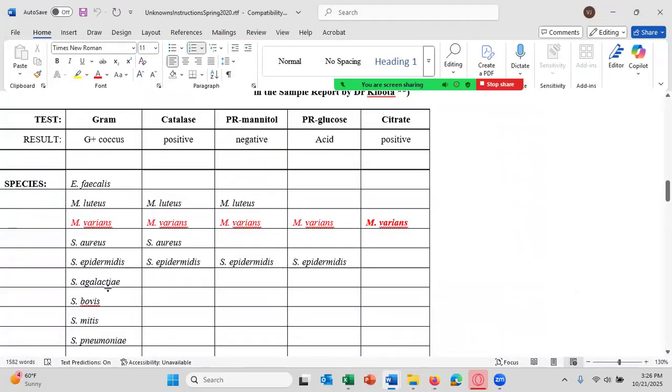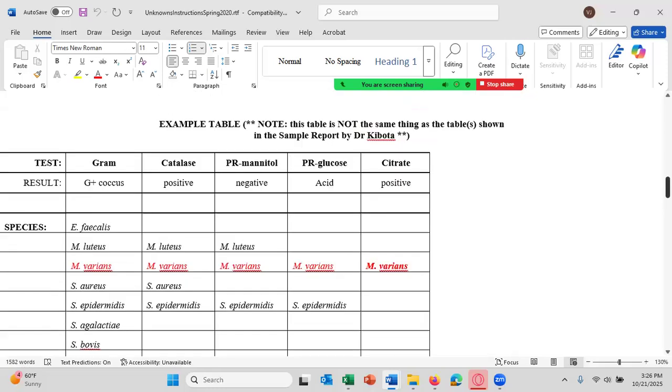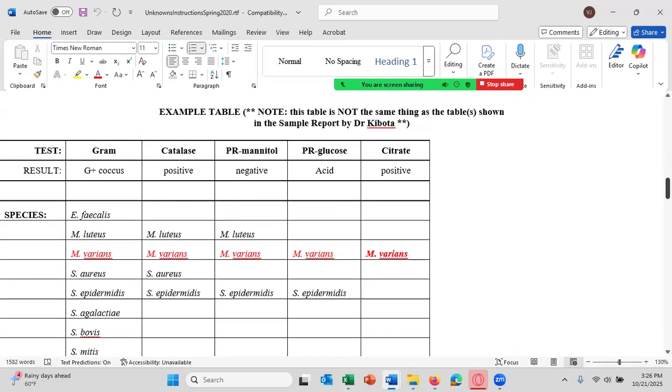2, 3. Yep, see, they only have 4 Streptococcus, and you'll have 5. Any questions about the table? You must include either a table or figure detailing how you identified your species, meaning you give the test which eventually identified your species.